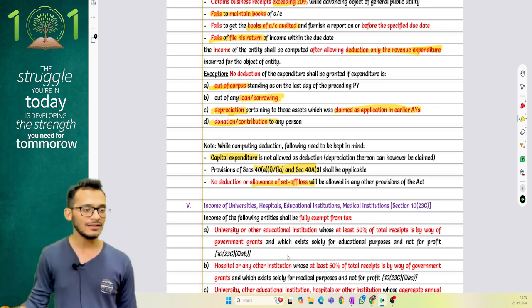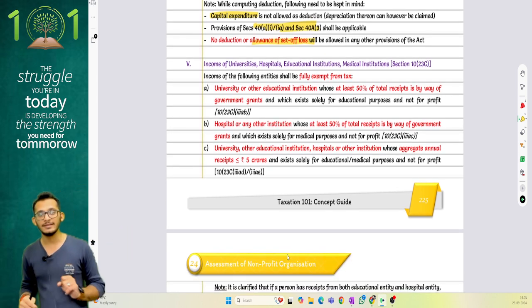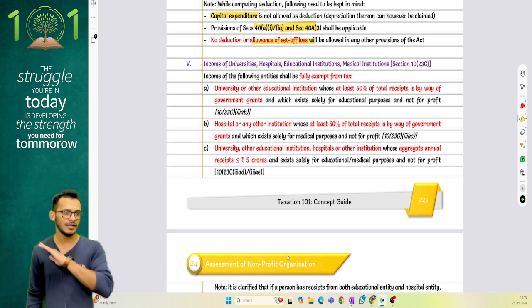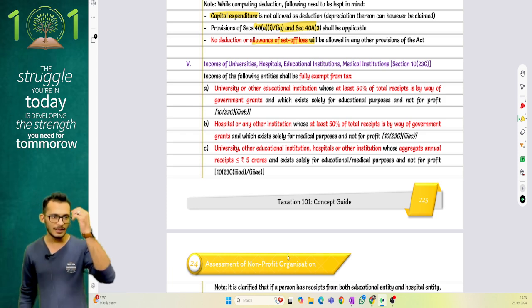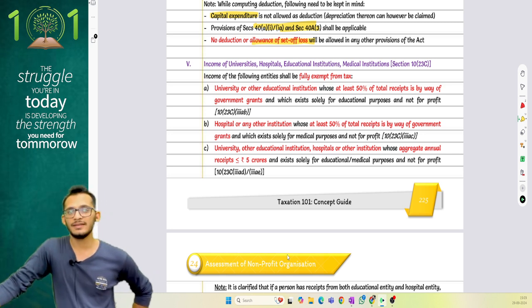Yes. Leaving you the last topic of 10(23C), people, which comes and clarifies that if you are any of these entities, forget section 10, forget section 11, forget section 12, get a straightforward exemption under 10(23C). Get a straightforward exemption under section 10(23C).